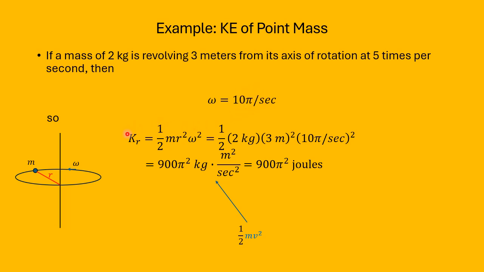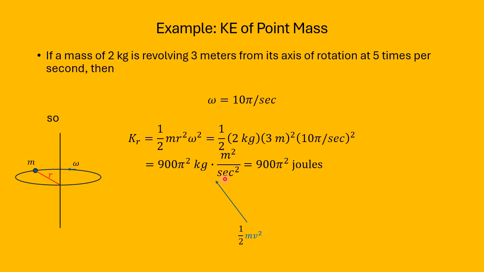So in that case, the kinetic energy given by 1/2 m r squared omega squared is going to be 1/2. The mass is 2 kilograms. The radius is 3 meters, and that's squared as we see here. And the value of omega, 10 pi per second, is also squared as we can see here. And if you multiply all these down and do the arithmetic, what you get is 900 pi squared kilogram times meter squared per second squared.